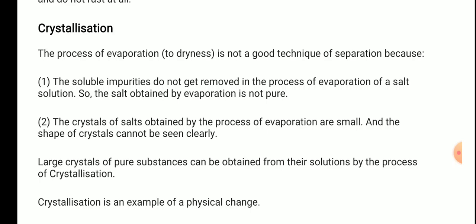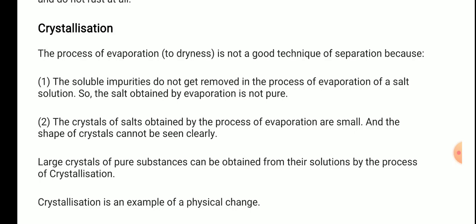Second, the crystals of salt obtained by the process of evaporation are small and the shape of crystals cannot be seen clearly. Large crystals of pure substance can be obtained from their solutions by the process of crystallization. Okay. So, why do we choose crystallization? Because the process of evaporation is not a good technique for separation. And why? Because we discussed just 2 points. The soluble impurities are not removed, and second, the crystals are very small and not clear.